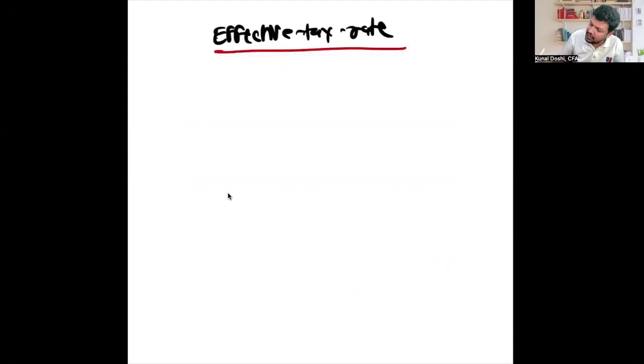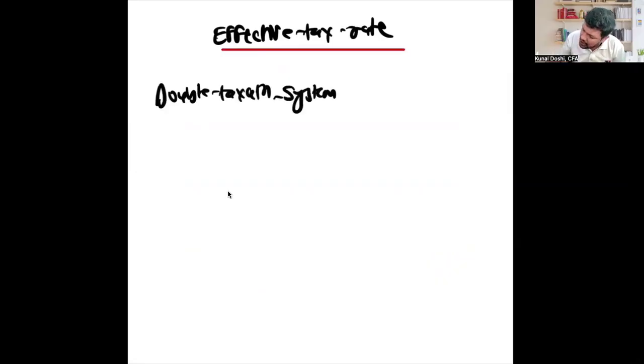Effective tax rate. Now, what is effective tax rate? First of all, we are going to understand how to calculate effective tax rate under the double taxation system. Under this system, my effective tax rate, ETR, as I'm writing in short form, is that your company is going to pay the corporate tax, correct? So the corporate tax rate is what your company will pay. Eventually, you will end up paying.